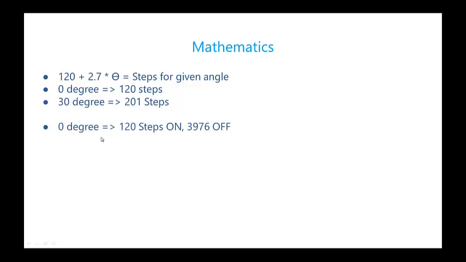If we summarize again, for 0 degrees, for 120 steps we will provide a 5 volt pulse, and for the remaining steps we will provide a 0 volt pulse. Similarly, for 30 degrees, we will provide a 5 volt pulse for 201 steps, and 0 volt for the remaining steps.